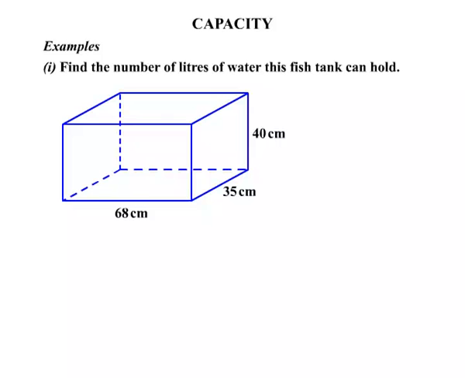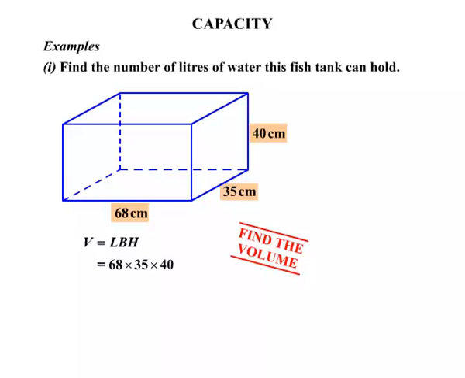Okay, let's look at some examples now. We need to find the number of litres of water this fish tank can hold. The first step is to find the volume. Now V equals LBH. For a cuboid or a rectangular prism, volume equals length times breadth times height, where the length is 68 centimetres, the breadth is 35 centimetres, and the height is 40 centimetres.